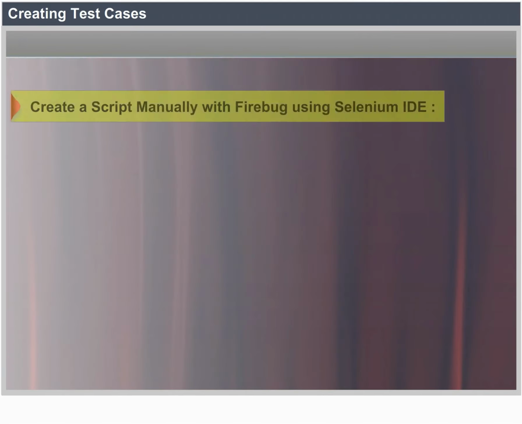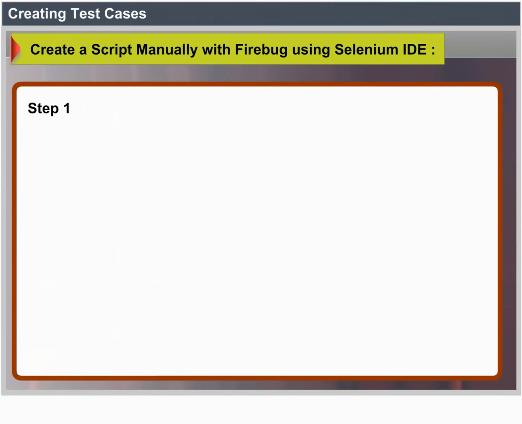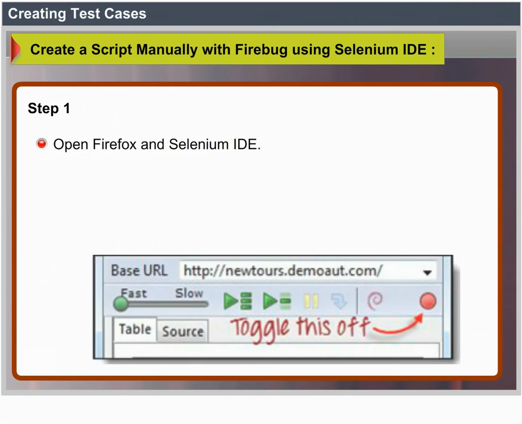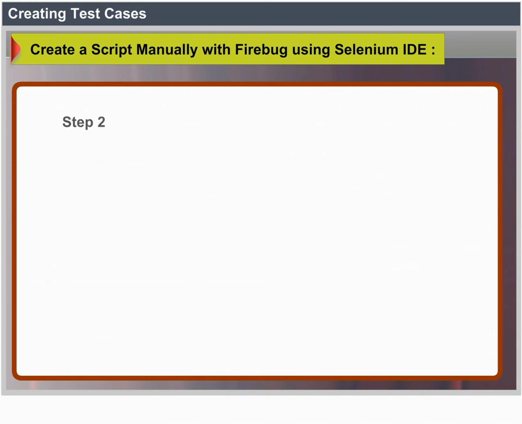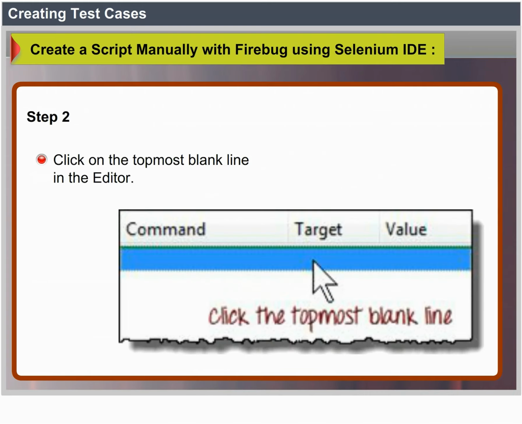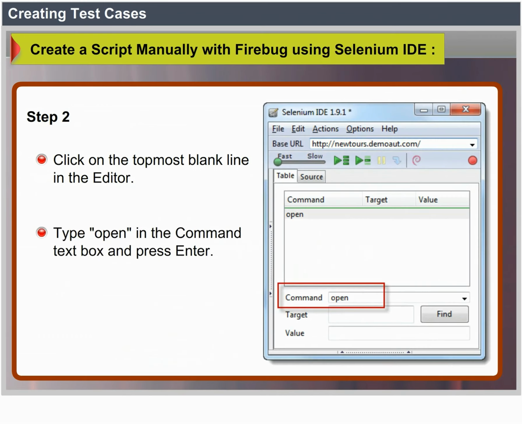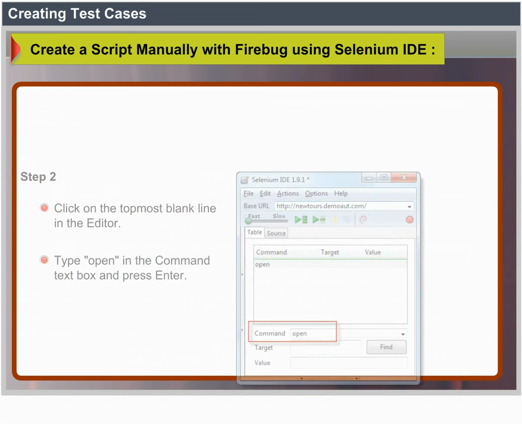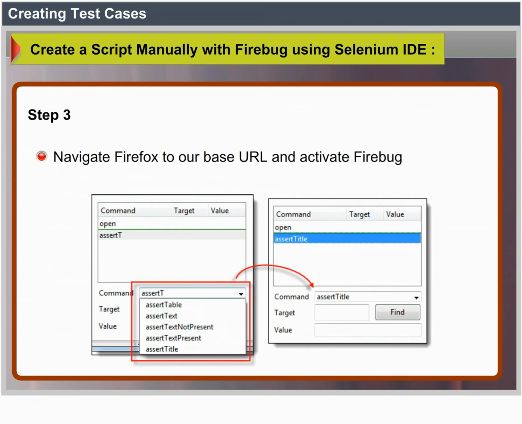Create a script manually with Firebug using Selenium IDE. Step 1. Open Firefox and Selenium IDE. Type the base URL http://newtours.dmout.com. The record button should be off. Step 2. Click on the topmost blank line in the editor. Type open in the command text box and press enter. Step 3. Navigate Firefox to our base URL and activate Firebug.